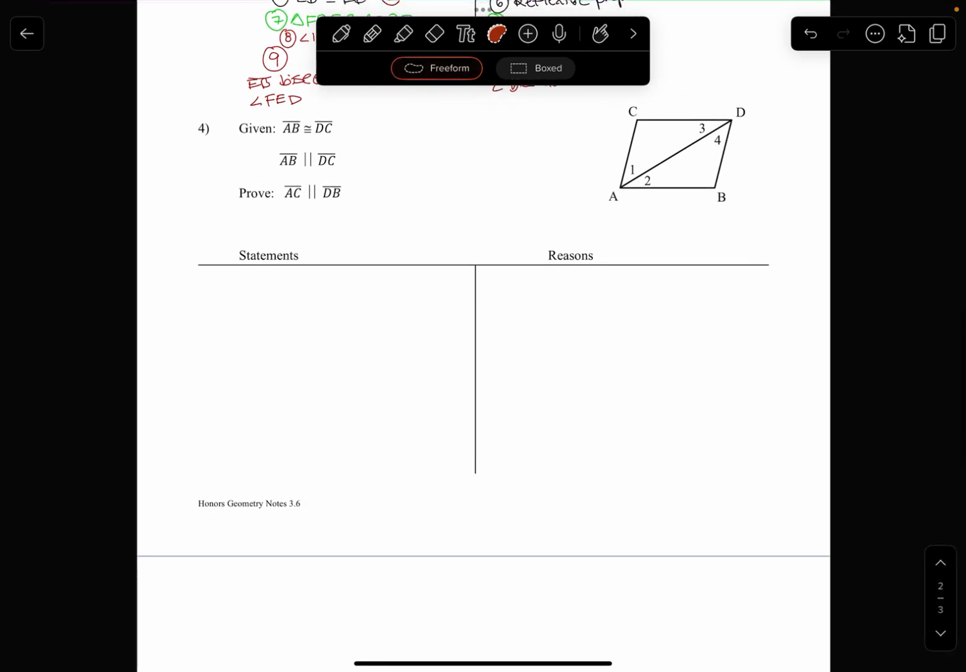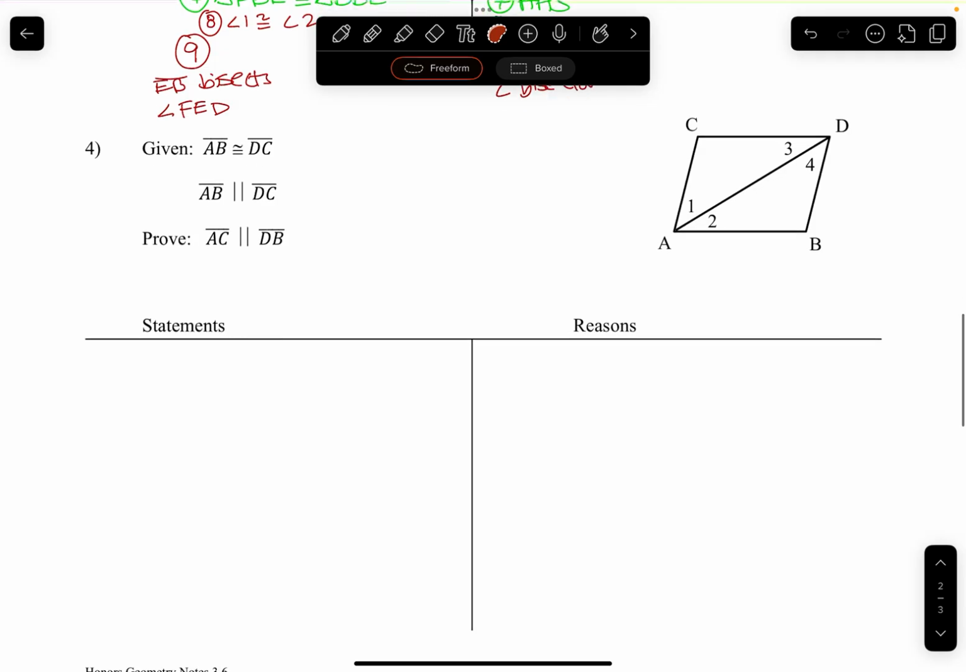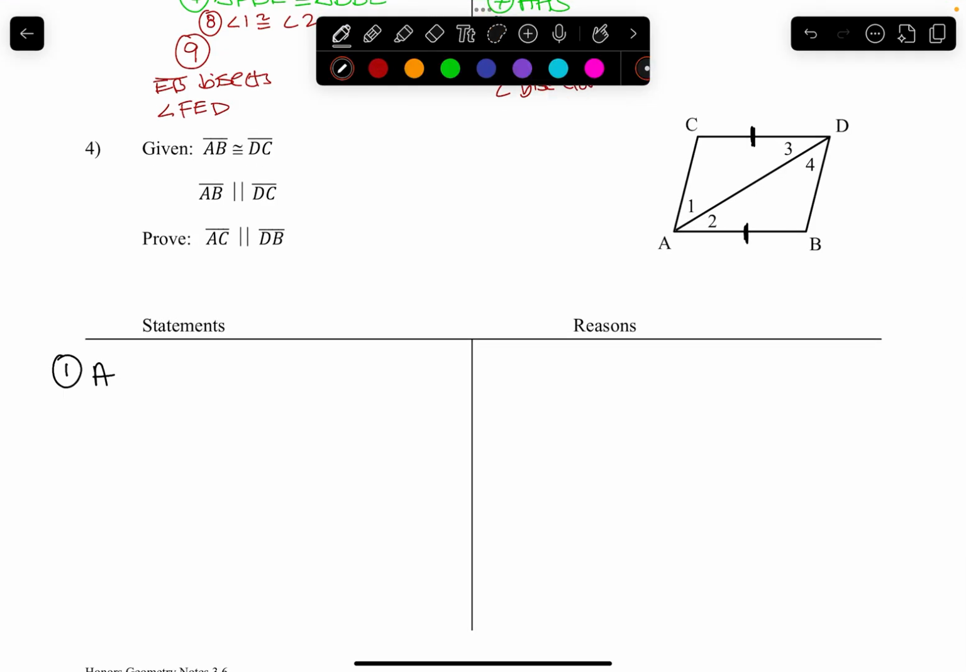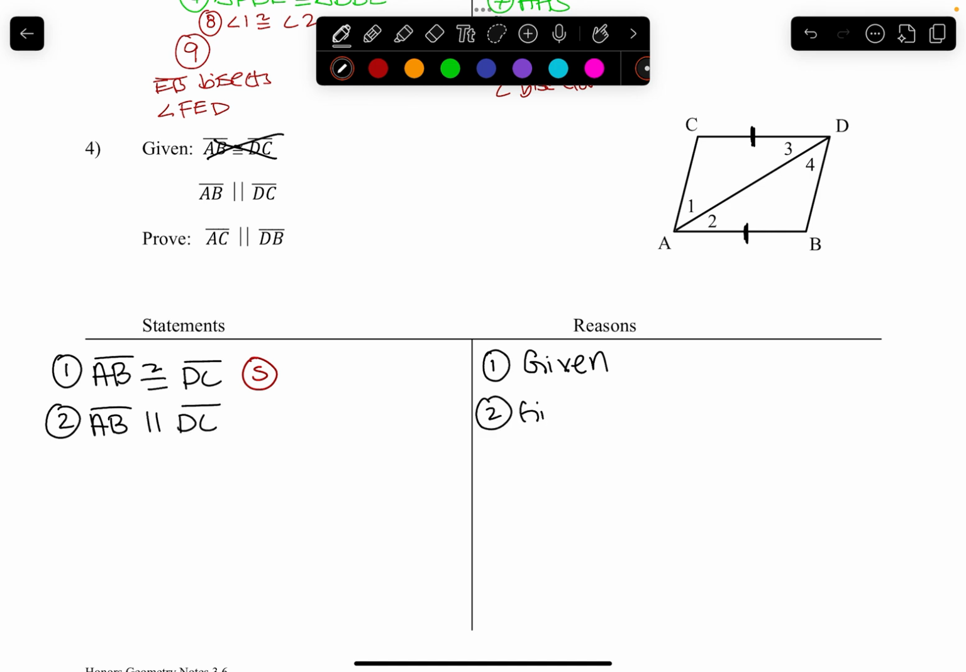Close enough. Okay, moving down, doing my second proof. Here we have AB is congruent to DC. So my first step is going to be that AB is congruent to DC. That was given to me. That's already a segment marked congruent, so that's one less thing I have to worry about. Yay. All right, number 2, we've got that AB is parallel to DC. That was also given to me.